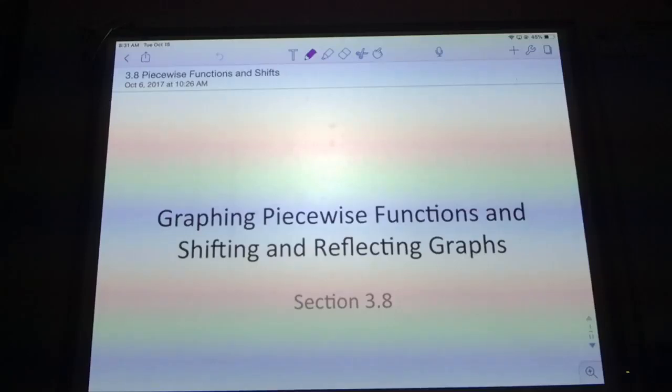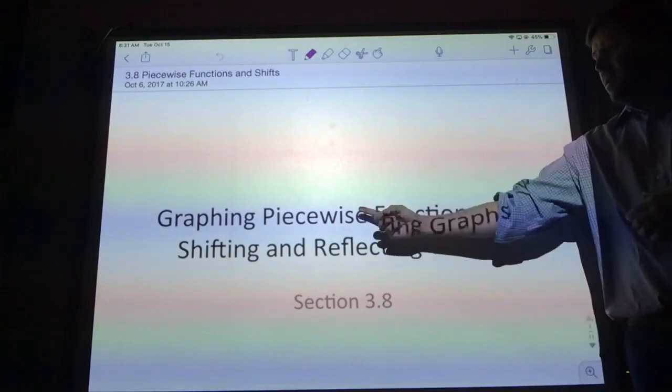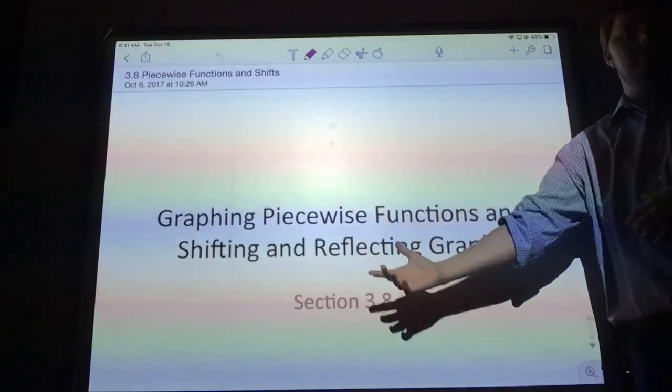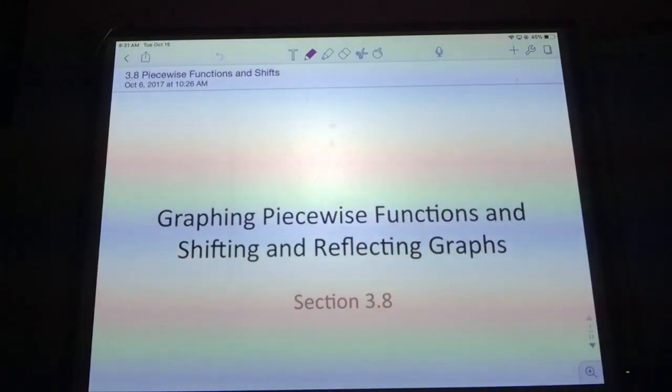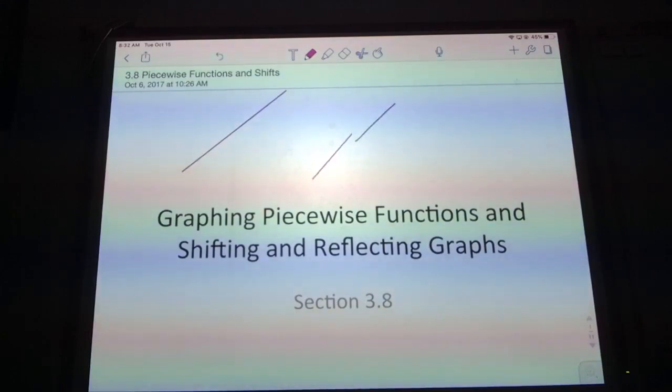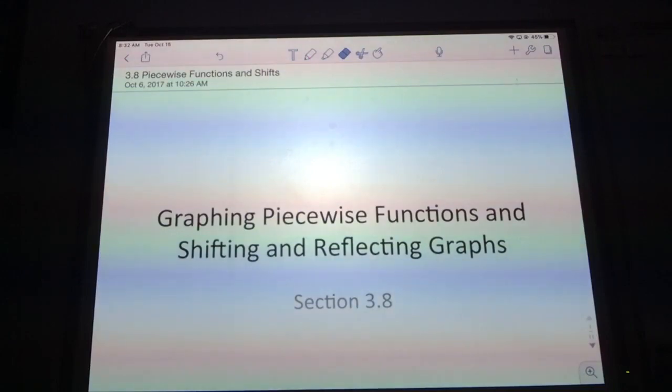All right, so 3.8, this is the last section, graphing piecewise functions. Piecewise just means that they're in pieces, okay? That means that there's going to be two halves of lines on the graph instead of a full line. So instead of it looking like this across the graph, it might look like this. Okay, so it's just cut into two pieces. But you're just graphing two separate lines using tables, okay?